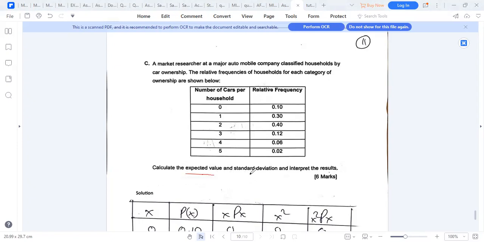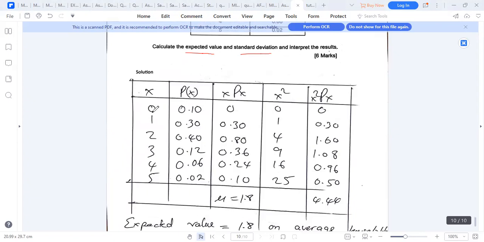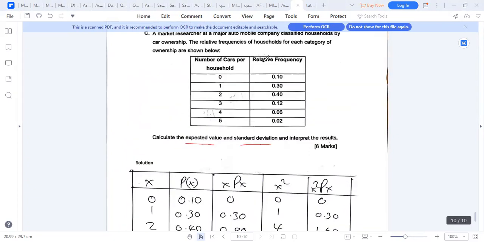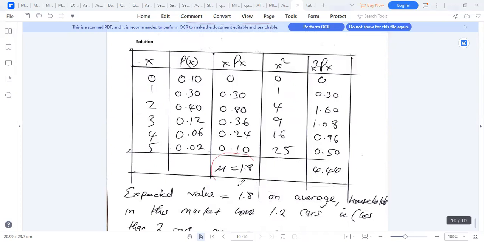Now to find the expected value and standard deviation, it's easy to use the table. So x and the probability of x. The relative frequency is simply the probability of x itself. All together. So in this context, we find the mean. We multiply this by that, we get this. This times that, we get this. This times that, we get this. The total here is called our expected value, which is the mean.